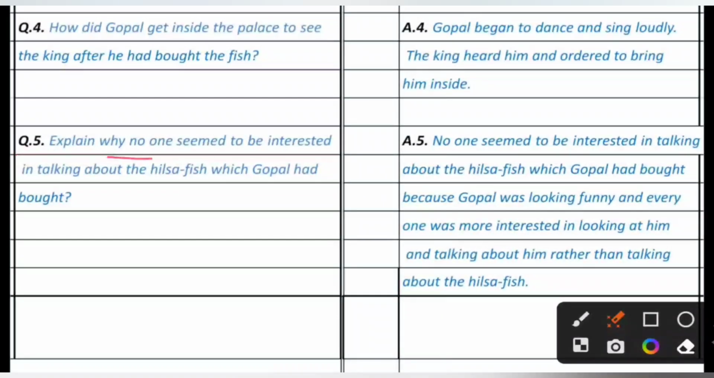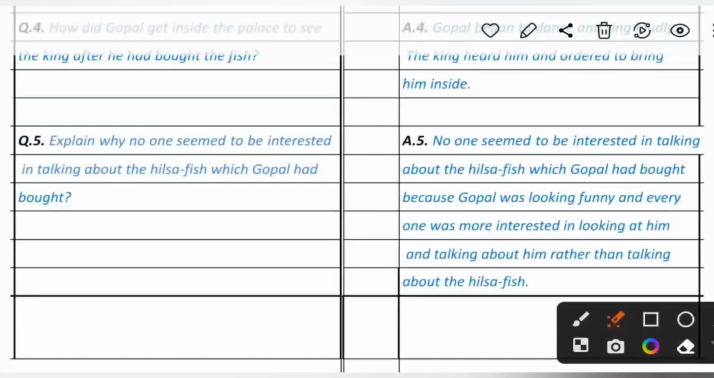Fifth question can be, explain why no one seemed to be interested in talking about the hilsa fish which Gopal had bought. And its answer will be, no one seemed to be interested in talking about the hilsa fish which Gopal had bought because Gopal was looking funny and everyone was more interested in looking at him and talking about him rather than talking about the hilsa fish. So here you will ask at least 5 to 6 questions from the students like this.